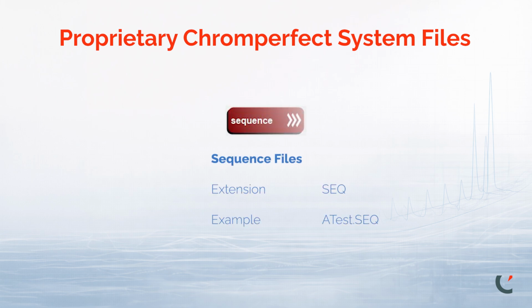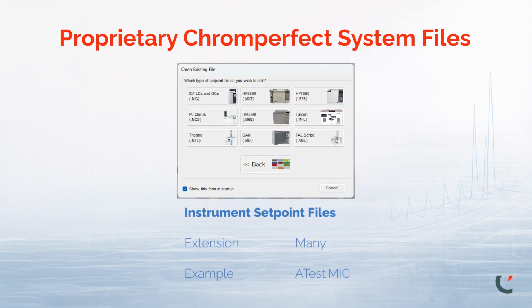Sequence files, identified by the .seq extension, automate multi-sample acquisition. They define run order, file naming conventions, and method assignment. They are essential in structured laboratory workflows. Set point files can have several different extensions depending on instrument type. All set point files define instrument operating conditions when instrument control is enabled. They influence acquisition conditions and therefore data quality, but they do not modify recorded data after acquisition.